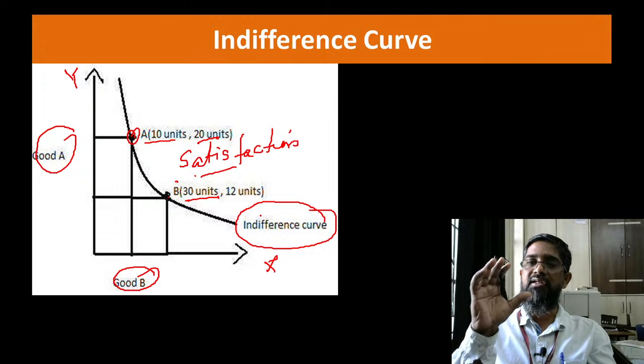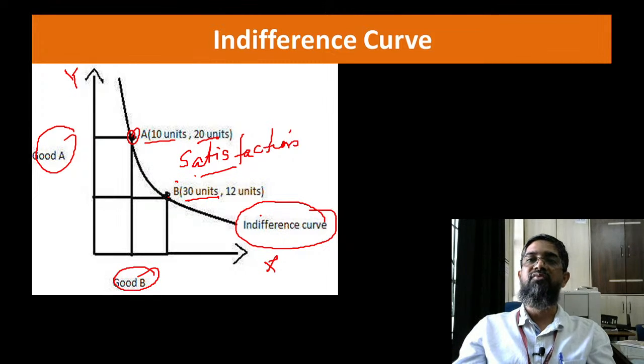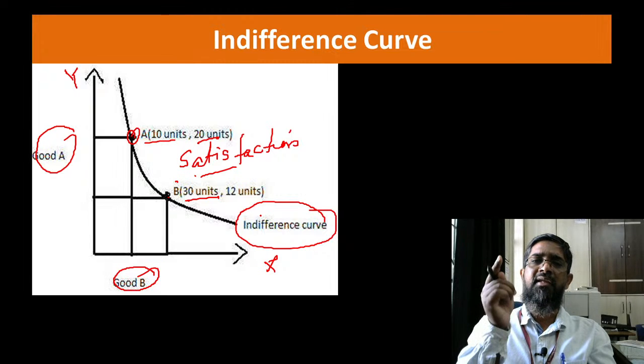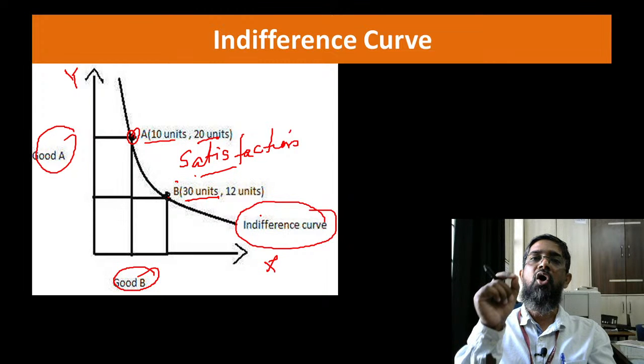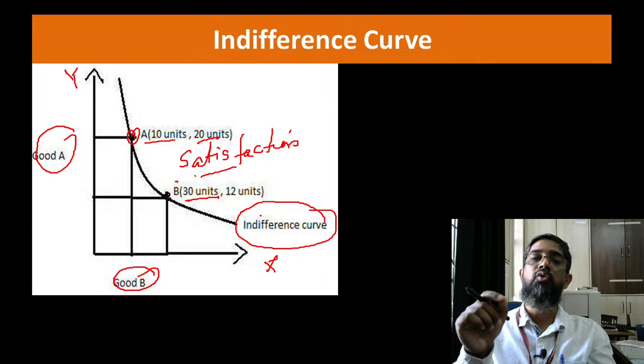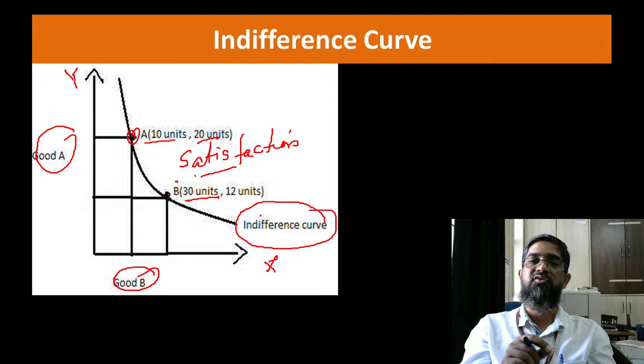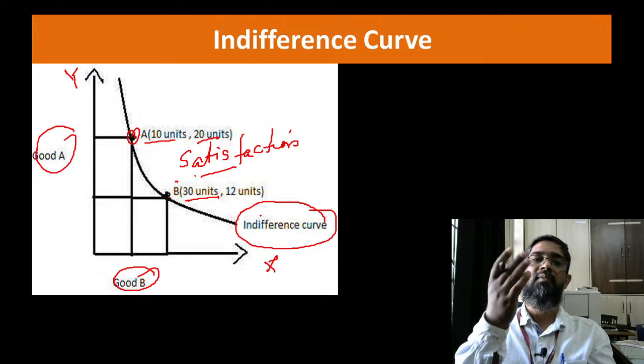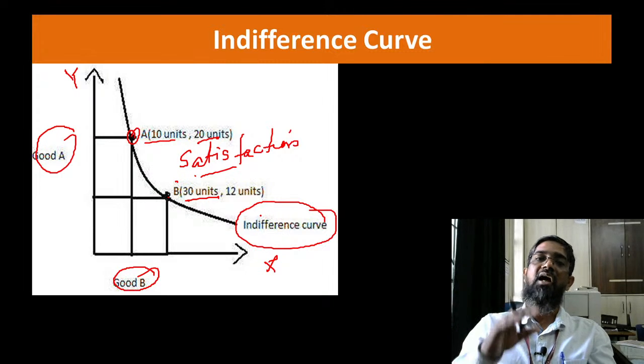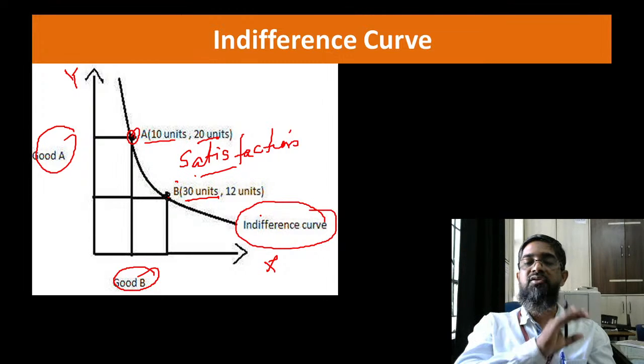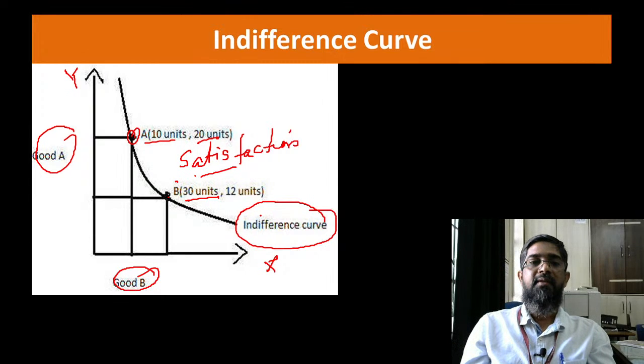So I hope that you have understood the concept, the meaning of indifference curve. I am repeating, what is indifference curve? Indifference curve is the locus of points of combinations of two commodities which give you the same level of satisfaction, and you become indifferent between two combinations or multiple combinations. That means on the same indifference curve our utility remains the same. Okay, that is what the indifference curve means.